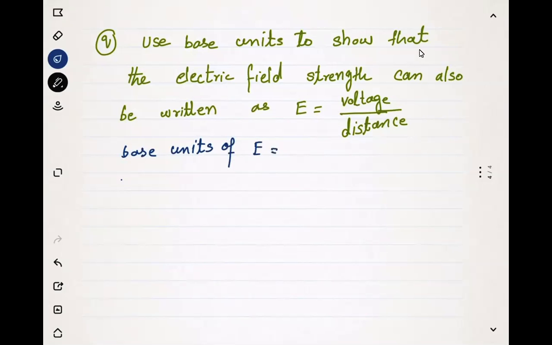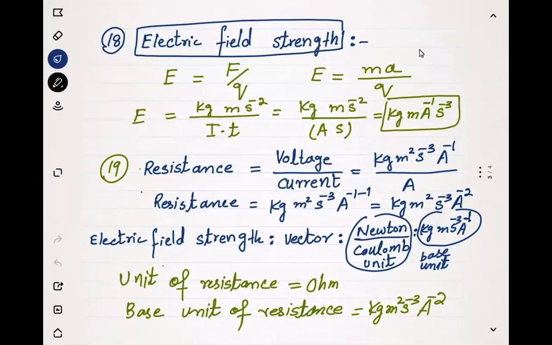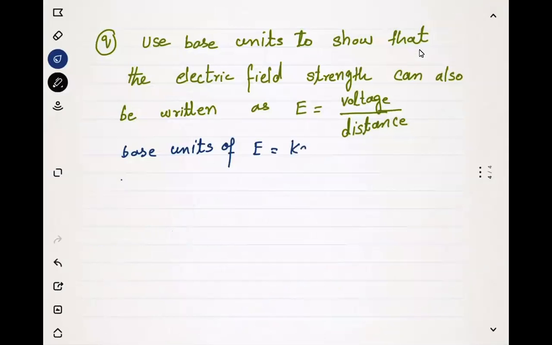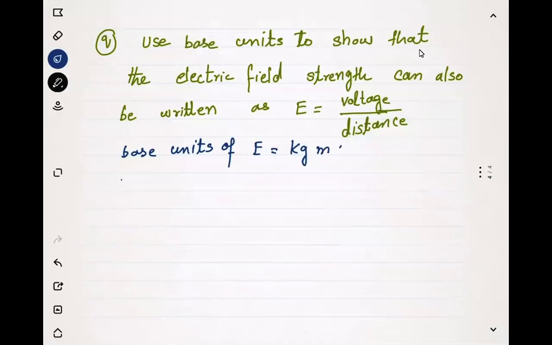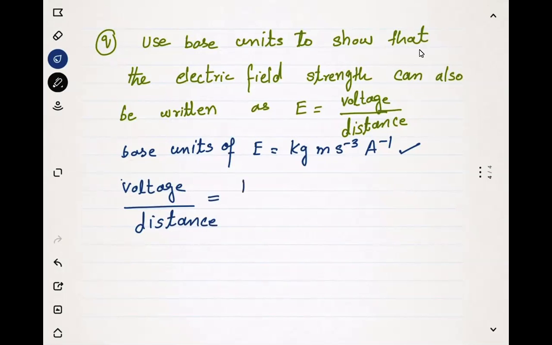The base units of electric field strength that we found were kilogram meter second minus 3, ampere minus 1. These are the base units of electric field strength. Now, if this formula gives these same base units, then it is verified. Let's find the base units of voltage over distance. The base units of voltage are kilogram meter square second minus 3 ampere minus 1, divided by, for distance, meters. So finally, it is kilogram meter second minus 3, ampere minus 1.